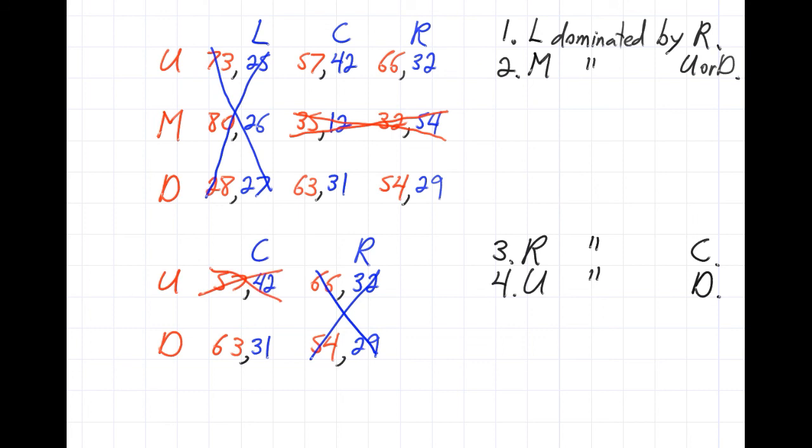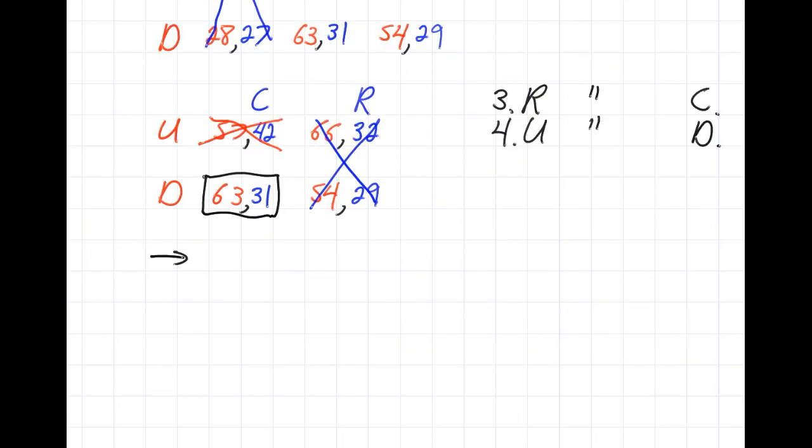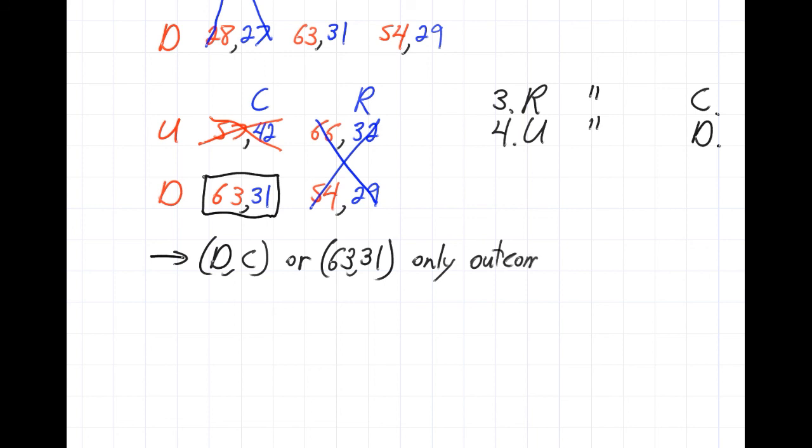And that reduces the entire 3x3 matrix to a single outcome. The outcome DC, or 6331, is the only outcome left after IESDS. And you'll notice that it's also the Nash equilibrium. That's no accident. As I said before, IESDS will never eliminate a Nash equilibrium.